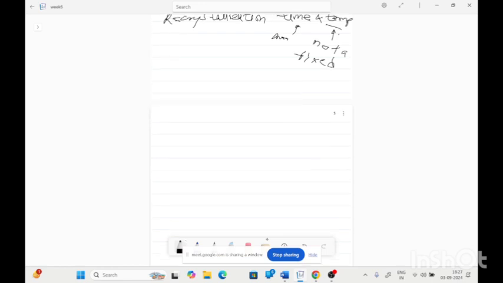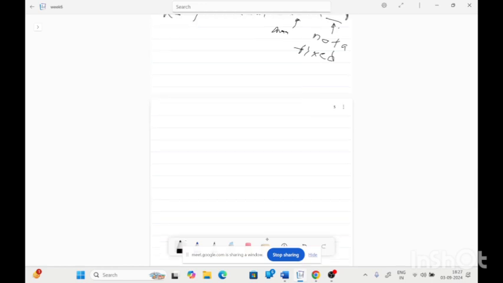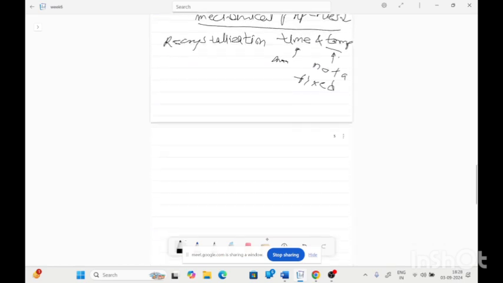So the temperature at which a particular metal with a particular amount of cold work will recrystallize is called the recrystallization temperature. That is the definition of recrystallization temperature.